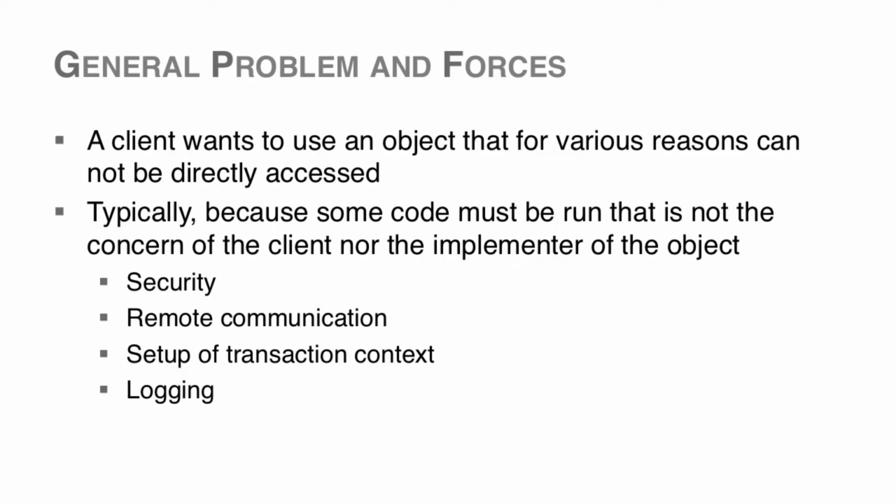This could be things like security. Often we don't want the business object implementers to know anything about security. We want them to just run without having to worry about it. We don't want the client to enforce security either. So we need someone to implement security in between the client and the server itself. It could be remote communication, it could be the setup of transactional context, it could be logging, it could be any of the other things that you can imagine that is not the concern of the client nor the concern of the implementer of the objects.